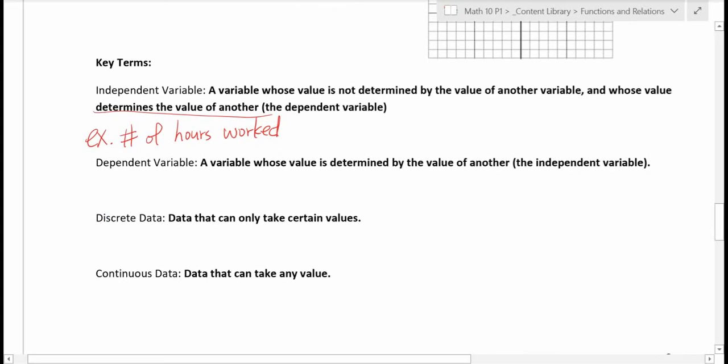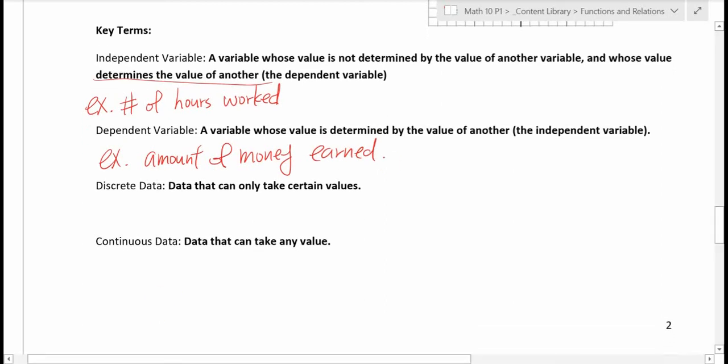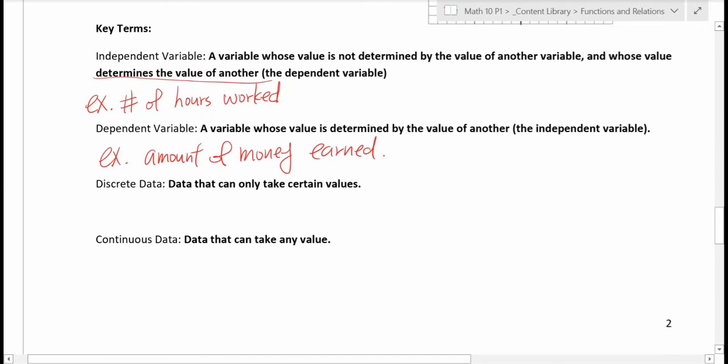Okay. Dependent variable, it says here, is a variable whose value is determined by the value of another, the independent variable. So for example, this would be the amount of money earned. That would be the dependent variable because again, it depends on how many hours you work. So that's an example of that. Hopefully that makes sense to you. An independent variable is something that is not determined by other variables. Instead, it actually determines the value of another variable.